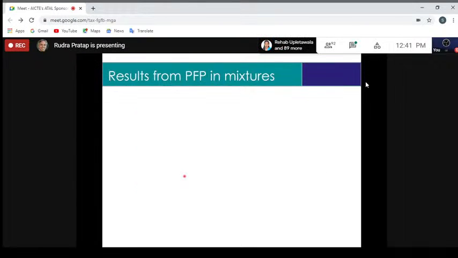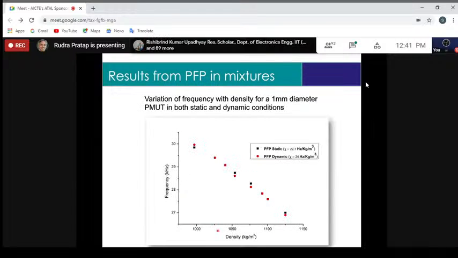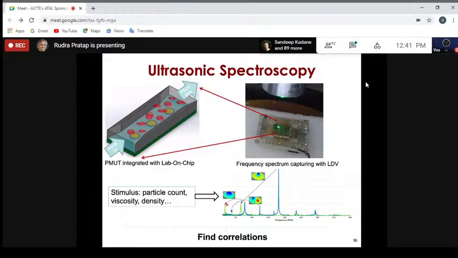And when we do these experiments with different kinds of fluids, we vary the density. You can see a beautiful reading through the change in frequency of these ultrasound transducers. You can sense density. Now, we would like to embed them in microfluidic channels so that we can pass fluids through the microfluidic channel and interrogate the fluid.